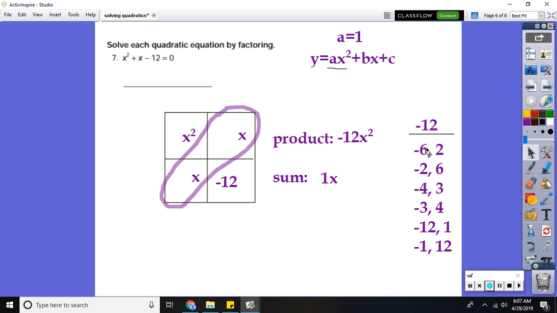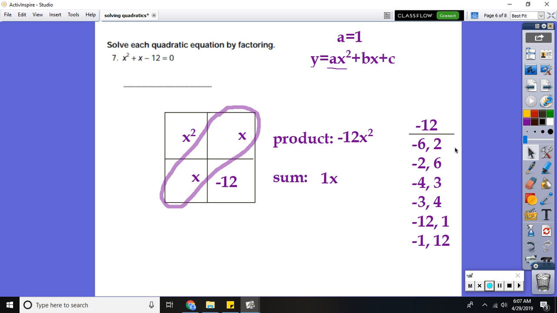And in case you didn't guess from my list, factors are two numbers that multiply to equal whatever the number is that you're factoring. And these are all the possible factors of negative 12. Now the pair that I need to put into my box is the pair that not only multiplies to negative 12, but adds to this sum of 1.